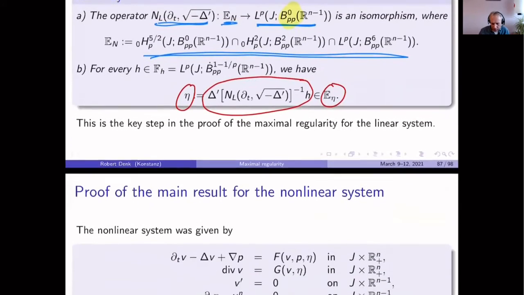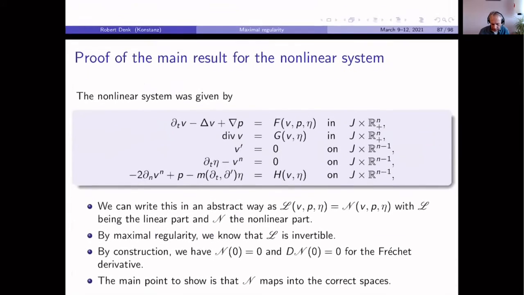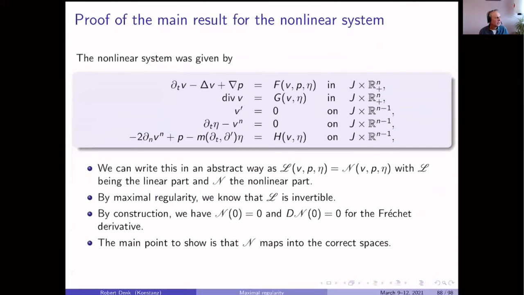Okay, so we get an isomorphism, and the spaces are described by the Newton polygon. And now the second part is to study the nonlinear system. So I go back to the nonlinear system where I have the nonlinearities. By construction, the value and the Fréchet derivative of the right-hand side is 0 because all linear parts are on the left-hand side. And so we have to guarantee that these right-hand sides are in the correct spaces.